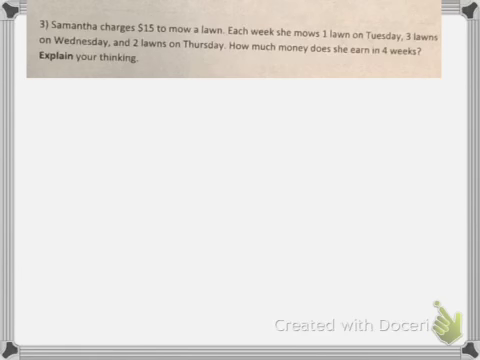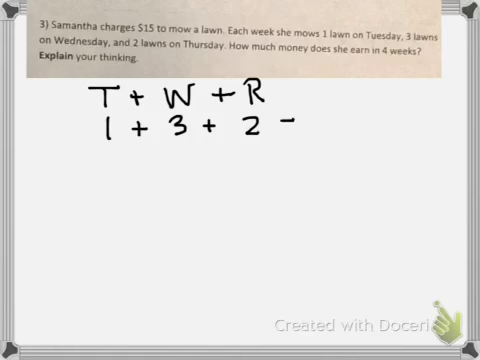And the last question, number 3. Samantha charges $15 to mow a lawn. Each week she mows 1 lawn on Tuesday, 3 lawns on Wednesday, and 2 lawns on Thursday. How much money does she earn in 4 weeks? Well, let's take a look at how much money she's going to earn in 1 week. First, we need to figure out how many lawns she's going to mow. So she mows lawns on Tuesday, Wednesday, and Thursday. I'm using an R for Thursday instead of another T. So she mows 1 lawn on Tuesday, 3 lawns on Wednesday, 2 lawns on Thursday. That sum is 6 lawns in a week.